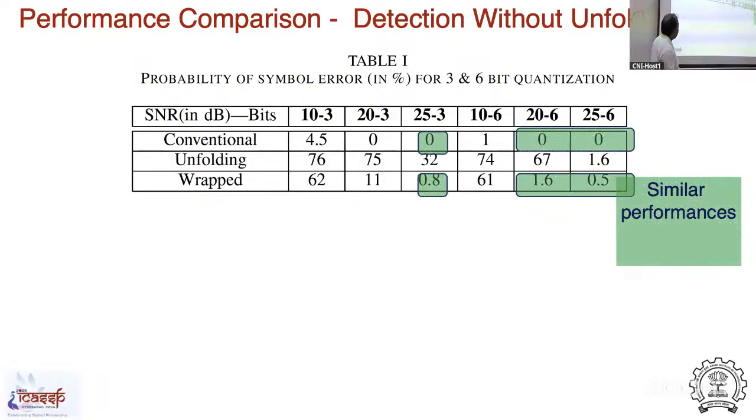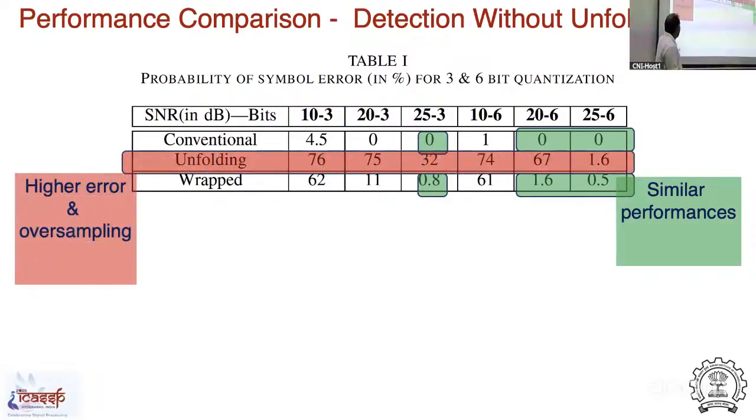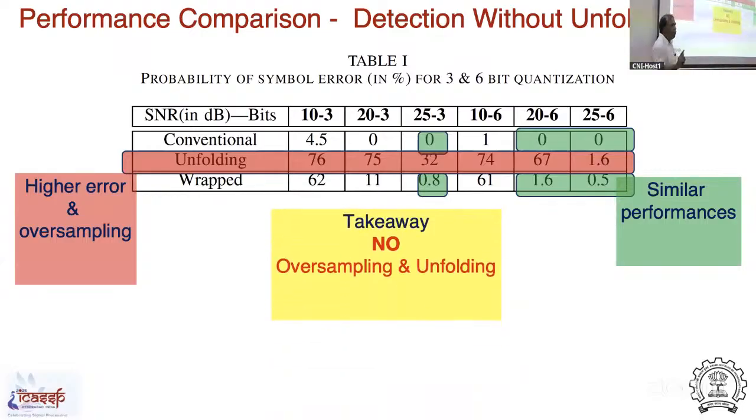Now look at the scenarios when SNR is very good and we have a good number of bits. You see this is performing as close as to the conventional methods. And this method is far better compared to unfolding methods, which require a huge amount of oversampling but still may give you some error. So one of the takeaways here is that in some applications, you need not do any oversampling and unfolding. So the issues with oversampling, like increased power consumption, can be avoided.